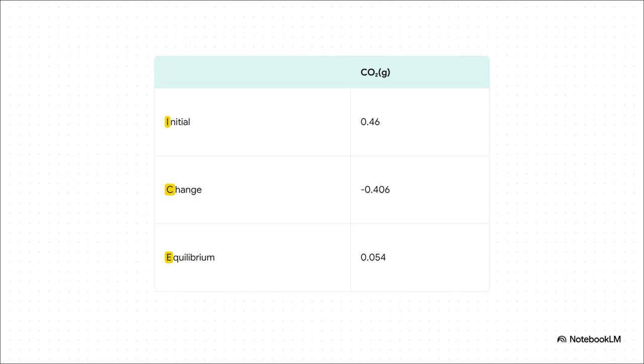First, we figure out the initial concentration of CO2 is 0.46. The problem tells us the equilibrium concentration is 0.054. So the change is simple subtraction. It went down by 0.406.